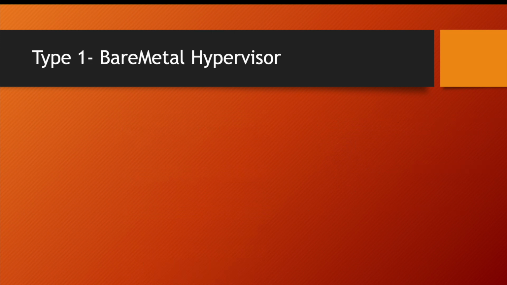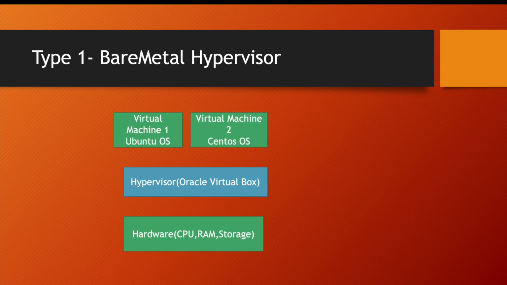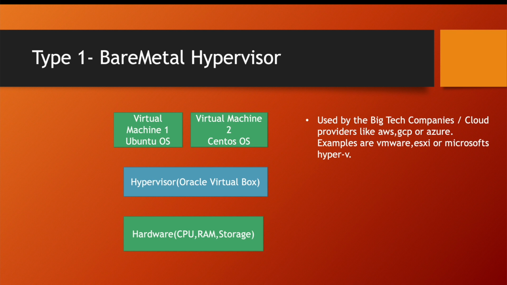Now let's talk about the type 1 hypervisor. Those are called bare metal hypervisors. The major difference here is that the hypervisor is directly installed on top of the hardware instead of the operating system. Here you will not see any operating system layer. They are mostly used by big companies where they have one physical server and on top of that they will install the hypervisor technology. A few examples are VMware ESXi or Microsoft Hyper-V.